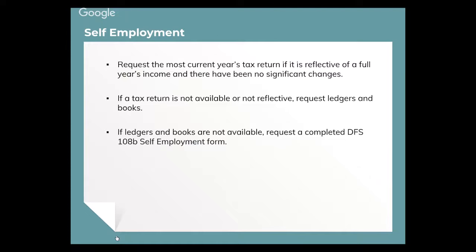All right, self-employment. So when we're doing this, you want to request the most current year's tax return if it is reflective of a full year's income and there have been no significant changes. If a tax return is not available or not reflective, request ledgers and books. If ledgers and books are not available, request a completed DFS 108B self-employment form. So those are some of the items that we can use to verify self-employment.